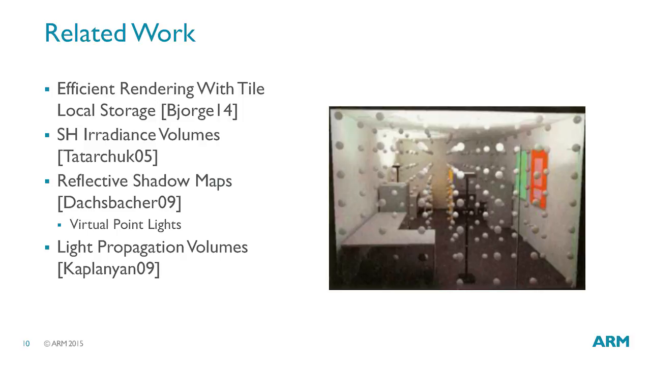And light propagation volumes is also very similar to spherical harmonics irradiance volumes, but instead of storing irradiance samples, you store a distribution of radiance. So the scene is first rendered from each light source into reflective shadow maps, and the texels from these reflective shadow maps are then used to represent a set of virtual point lights that you inject into these volumes, and then you propagate them through using an iterative process.